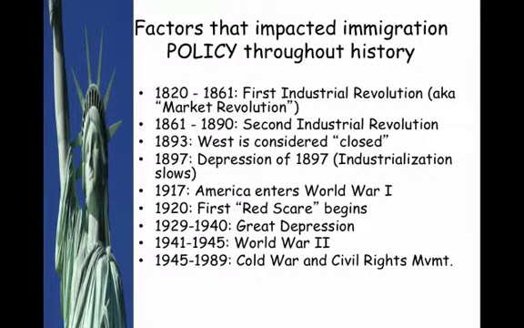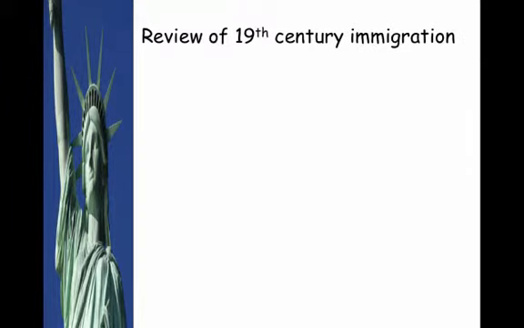And then during the Cold War and the Civil Rights Movement, we're going to have kind of contradictory immigration policies. On one hand, we need immigrants for brain power, but on the other hand, we're fearful of communism and radical political ideas coming to America. And then after the September 11th terrorist attacks, we're going to see the impact that has on our immigration policy.